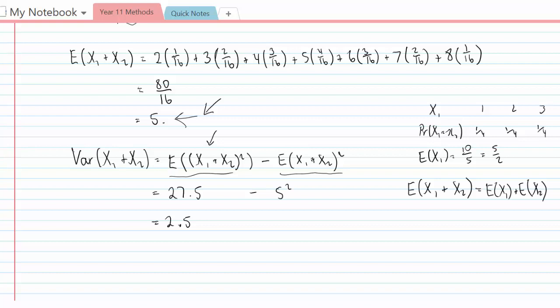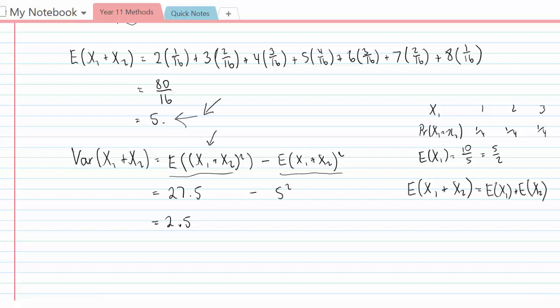So the thing is that E of x1 plus E of x2, or just separating like that, can be done for any random variable x. Okay, so using the expected value works fine every single time.